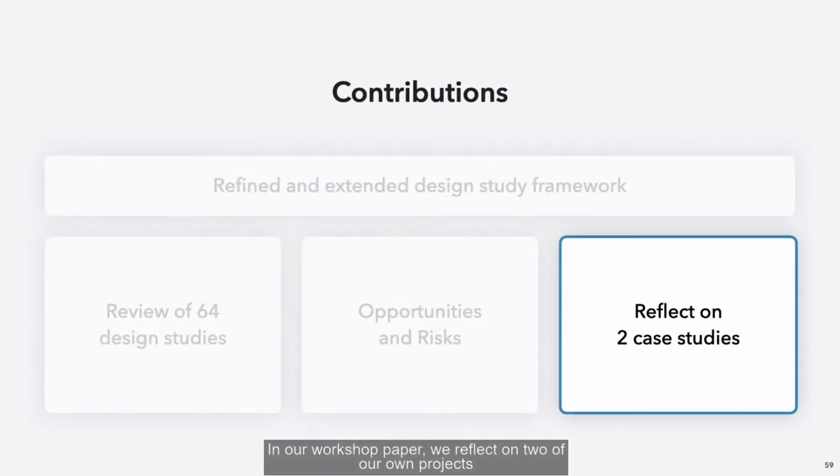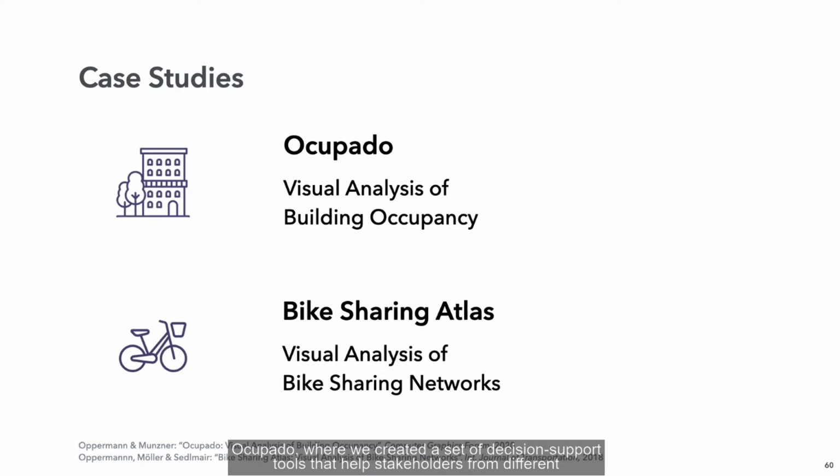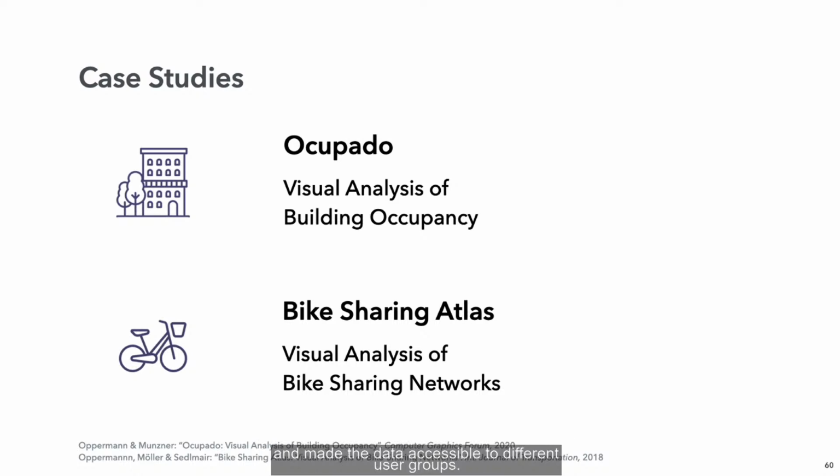In our workshop paper, we reflect on two of our own projects that we now consider data-first design studies. Ocupado, where we created a set of decision support tools that help stakeholders from different domains analyze building occupancy. And the Bike Sharing Atlas. We recorded station fill levels from hundreds of bike sharing networks and made the data accessible to different user groups.